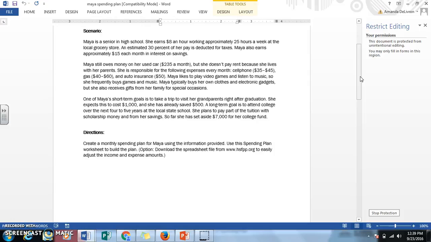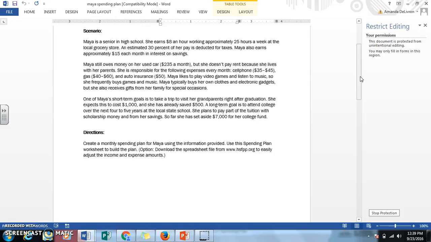One of Maya's short-term goals is to take a trip to visit her grandparents right after graduation. She expects this cost to be about $1,000, and she already has saved $500. A long-term goal is to attend college over the next 4 to 5 years at the local state school. She plans to pay part of the tuition with scholarship money and from her savings. So far, she's set aside $7,000 for her college fund.